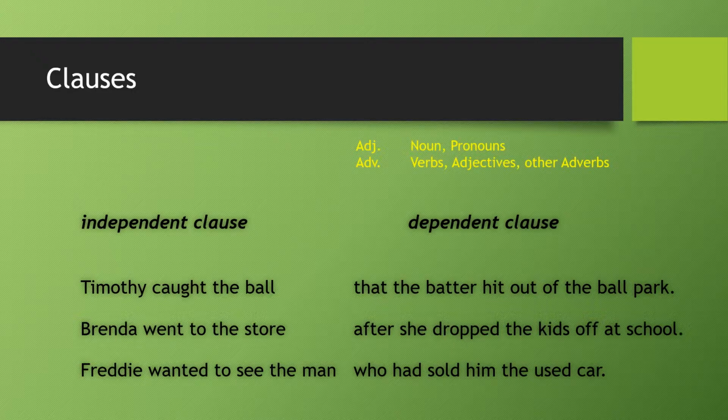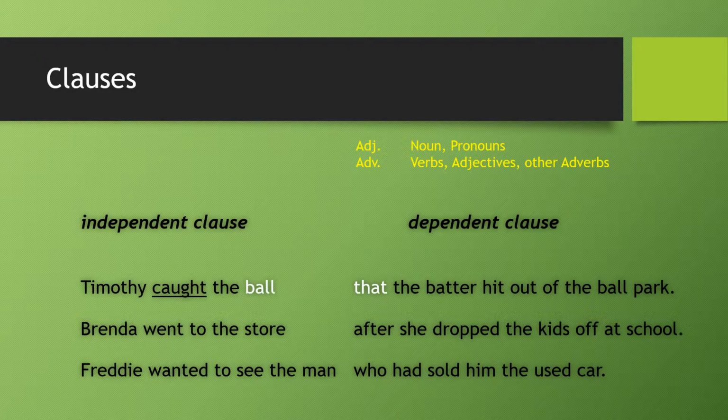Now these dependent clauses will serve either as an adjective or an adverb in the sentence. An adjective is going to modify nouns and pronouns, and an adverb is going to modify verbs, adjectives, or other adverbs. So again, let's look at these three sentences and determine what type of dependent clause these are.